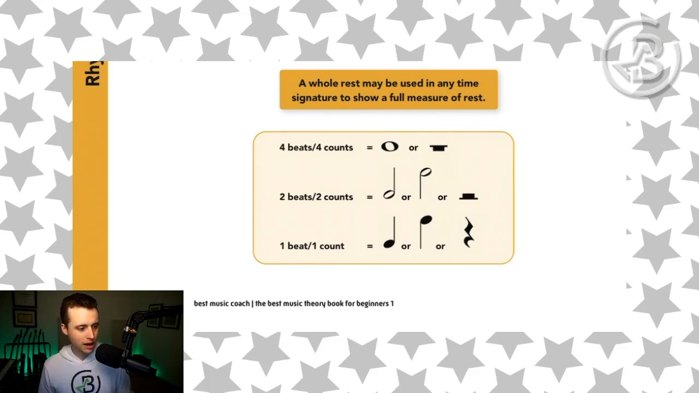So let's do a quick comparison here. 4 beats or 4 counts, that's either going to be a whole note or a whole rest. 2 beats or 2 counts, that's going to be a half note, stem up, half note, stem down, or a half rest. And 1 beat or 1 count is going to be quarter note, stem up, or stem down, or a quarter rest. Oh, but it's not over yet.